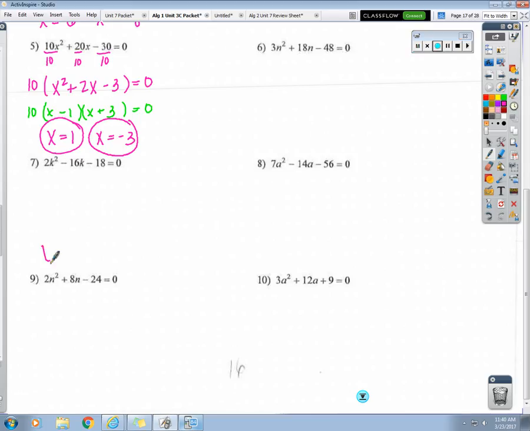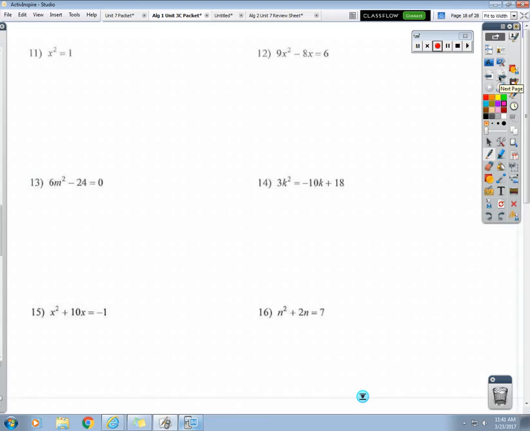Number 7, what were the final solutions? 9 and negative 1. Everybody agrees? Yes. And for number 9, what were the solutions? 2 and negative 6. And everybody agrees? Okay, now let's go to the next page.